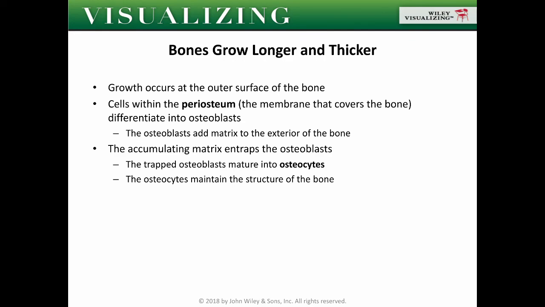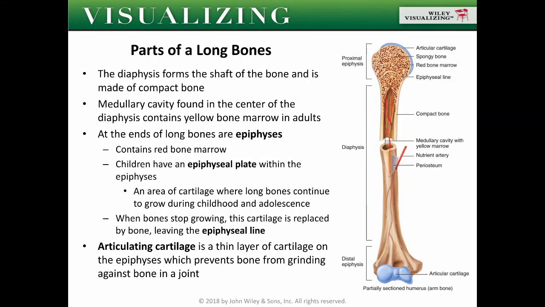So bones grow longer and thicker. Growth occurs at the outer surface of your bone. Cells within the periosteum, which is the membrane that covers the bone, differentiate into osteoblasts. This is during fetal development. The accumulating matrix entraps the osteoblasts. The trapped osteoblasts mature into osteocytes, and the osteocytes maintain the structure of the bone.